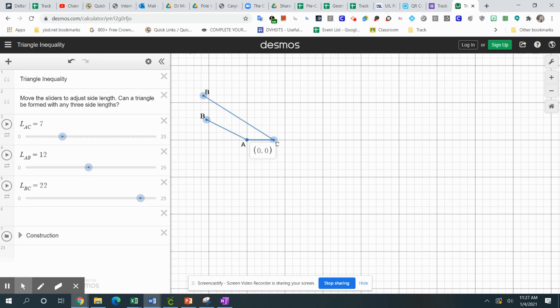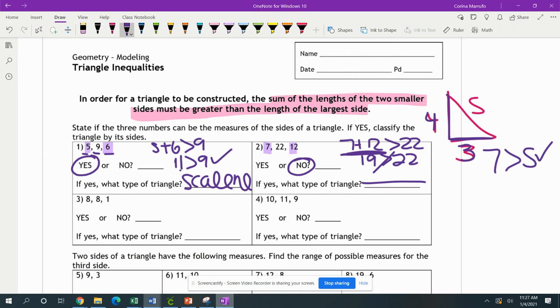Okay, if you notice, can I move? Oh, it doesn't let me move point A. All right, so back to the notes. I was just showing you the example.